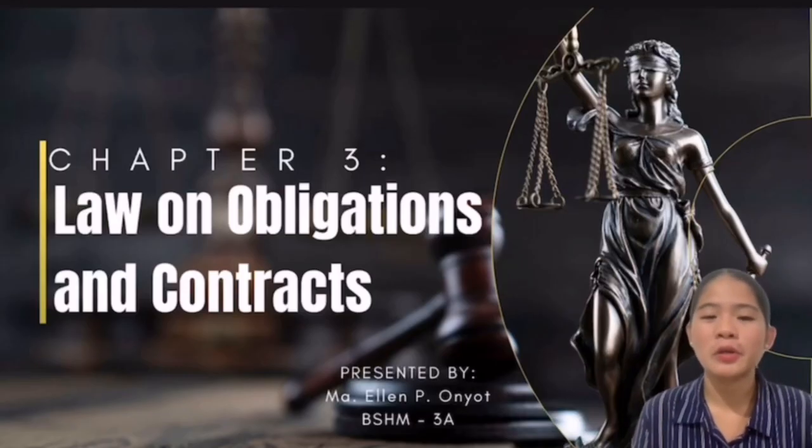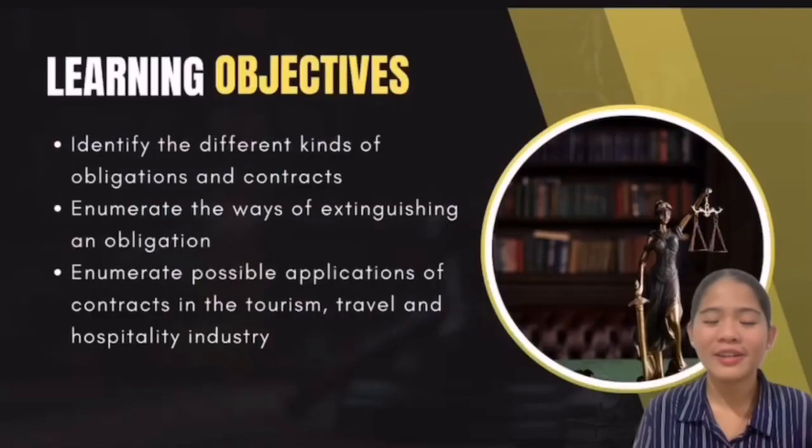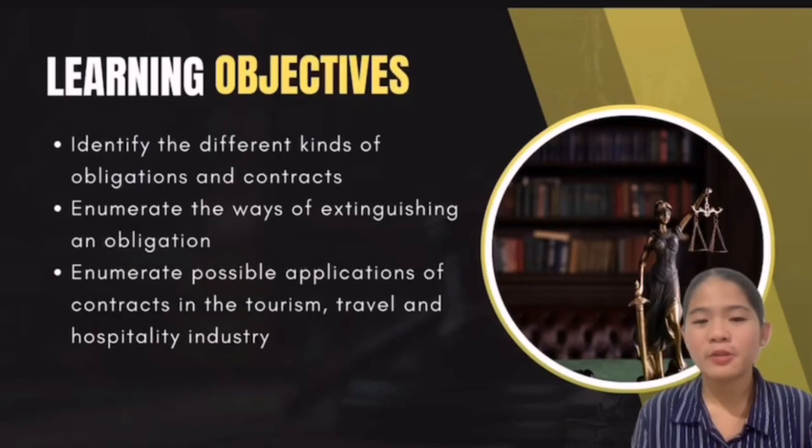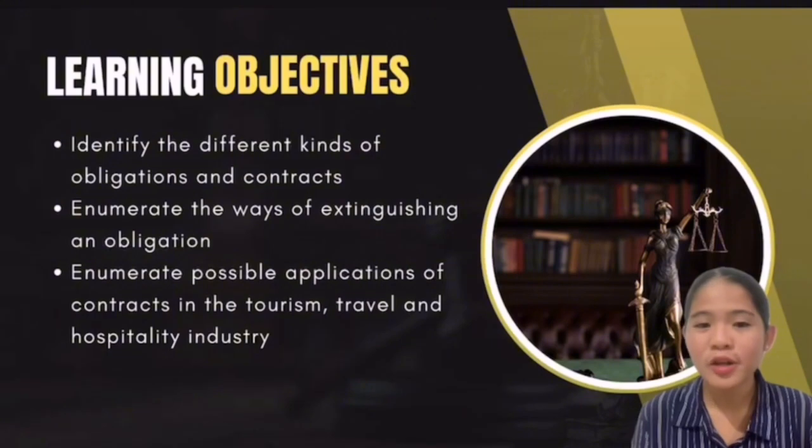Today we will discuss the law on obligations and contracts. But before we go into the details, here are our learning objectives. By the end of this lesson, you should be able to identify different types of obligations and contracts. Second, explain how obligations can be fulfilled or terminated. And lastly, understand how contracts work in the tourism, travel, and hospitality industry.